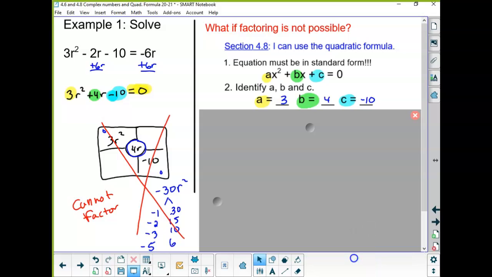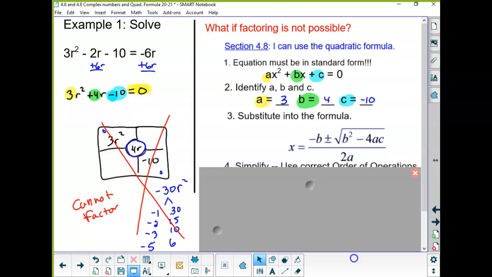So, that is a very important step. You cannot do step 2. You cannot determine A, B, and C until it's written in standard form, until the equation is equal to 0. And then comes the fun part. I would recommend memorizing this formula.